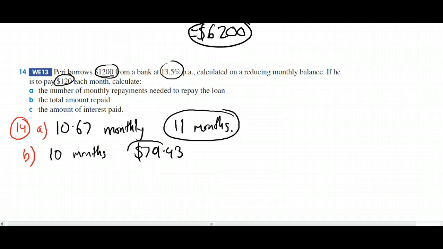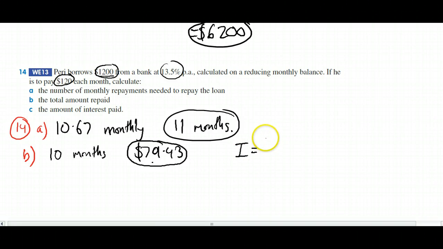$79.43 still to be paid off after 10 months. Now in that last month, he's got to pay interest on this amount of money here. So let's calculate the interest on that. We can calculate it according to the simple interest formula.